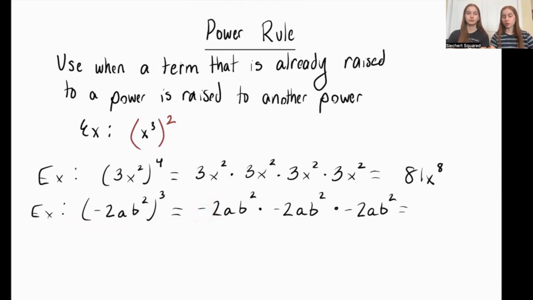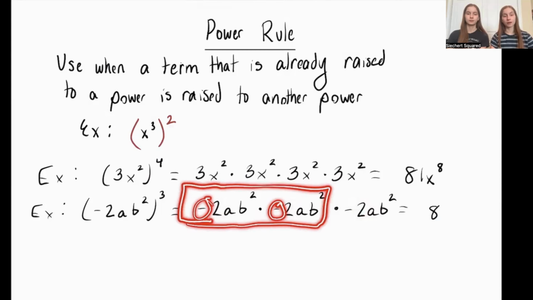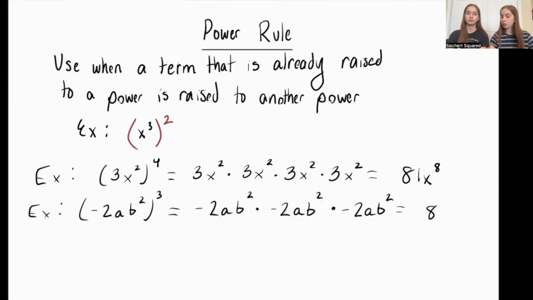So what you can do is just start with, we have 2 times 2 times 2. So we do have an 8. Then we can deal with the negatives. One negative times another negative gives you a positive. So these two terms multiplied together are positive. That multiplied by a negative will give you a negative. So really all of those negative 2's multiplied together give you a negative 8.